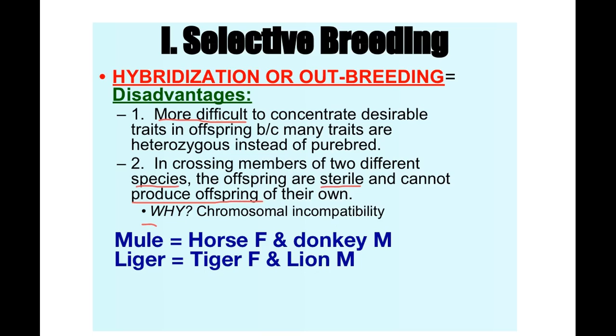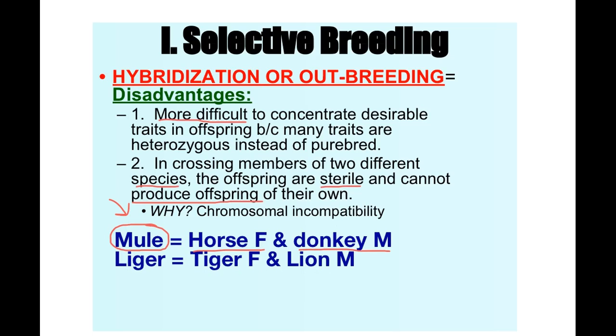An example of that is the mule. So if you want a little baby mule, you don't get 2 mules to have a baby. No, you get a female horse and you crossbreed it with a male donkey. And then that's how you'll get a mule, the hybrid.